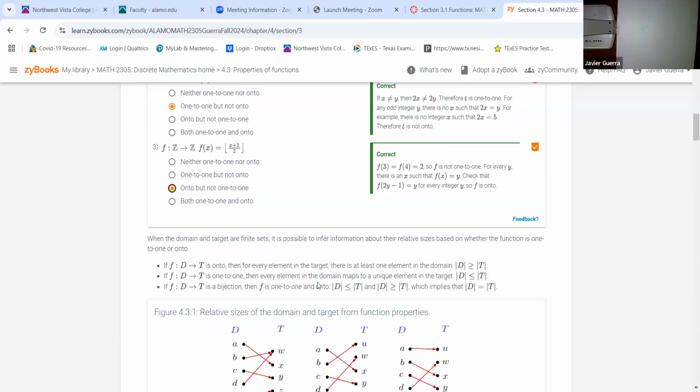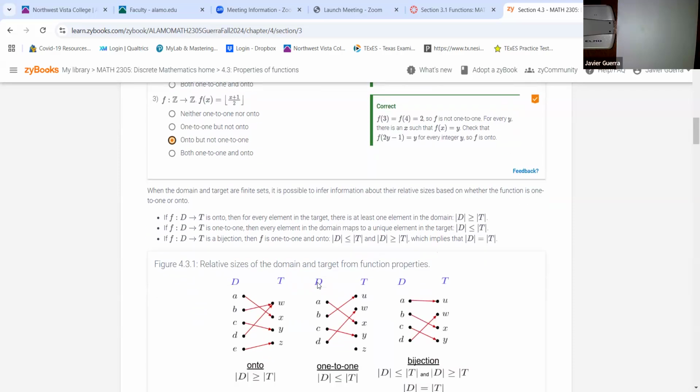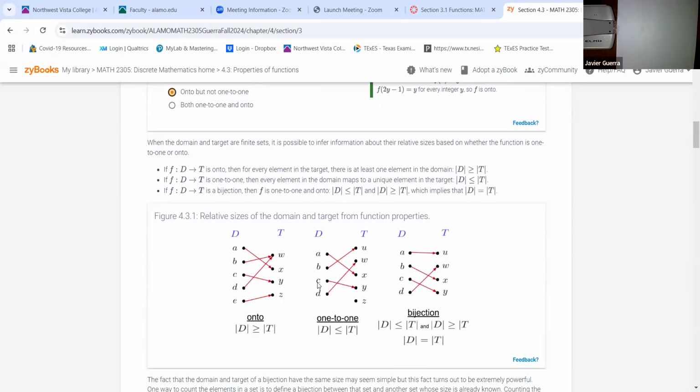All right, when the domain and target are finite sets, it is possible to infer information about the relative sizes based on whether the function is one-to-one or onto. So here's another little tip. If a function from your domain to your target is onto, then for every element in the target, there's at least one element in the domain. So it's saying that the number of elements in your domain, in order for it to be onto, has to be greater than or equal to the target.